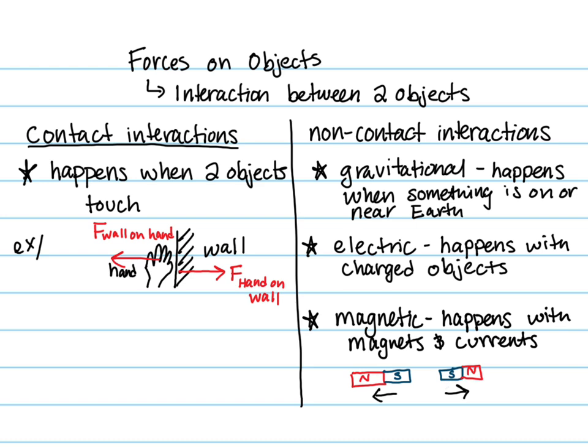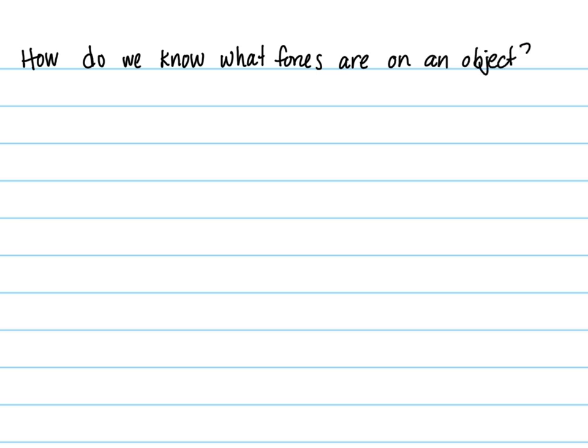All right. So now that we know the different kinds of interactions, we might want to ask ourselves, how do we know what forces are on an object? What kind of interactions are happening? Well, I like to use a really simple tool called a system schema to help us figure this out.